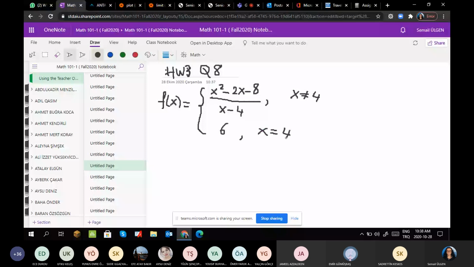The question is, find the points where f of x is continuous. So find the points where f is continuous. Okay. All right, this is a nice question. Okay. Solution.